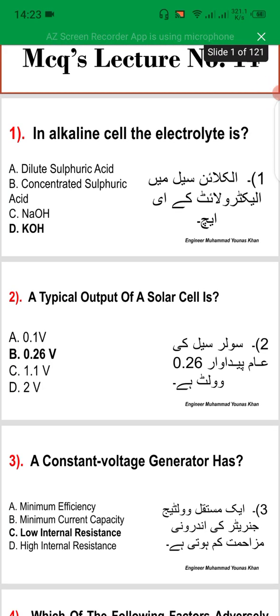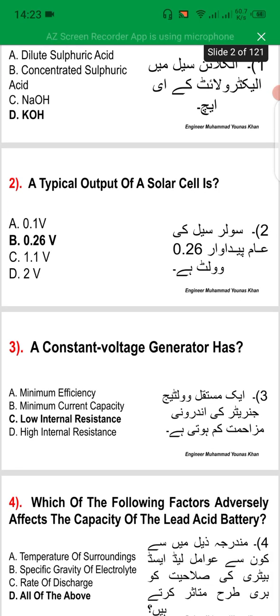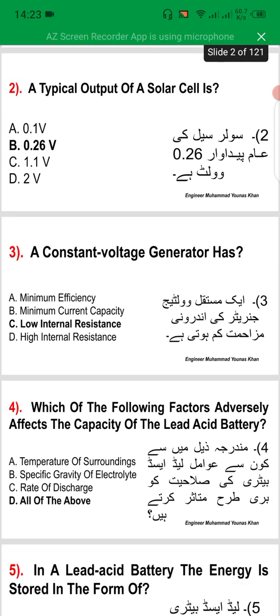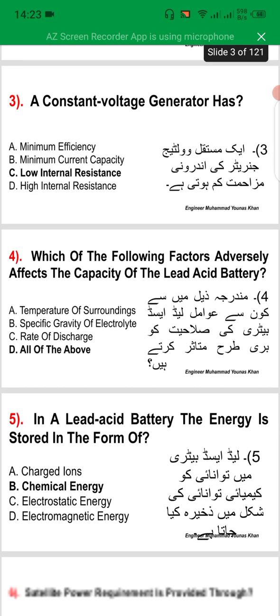In an alkaline cell, the electrolyte is KOH. A typical output of a solar cell is 0.26 volt. A constant voltage generator has low internal resistance.